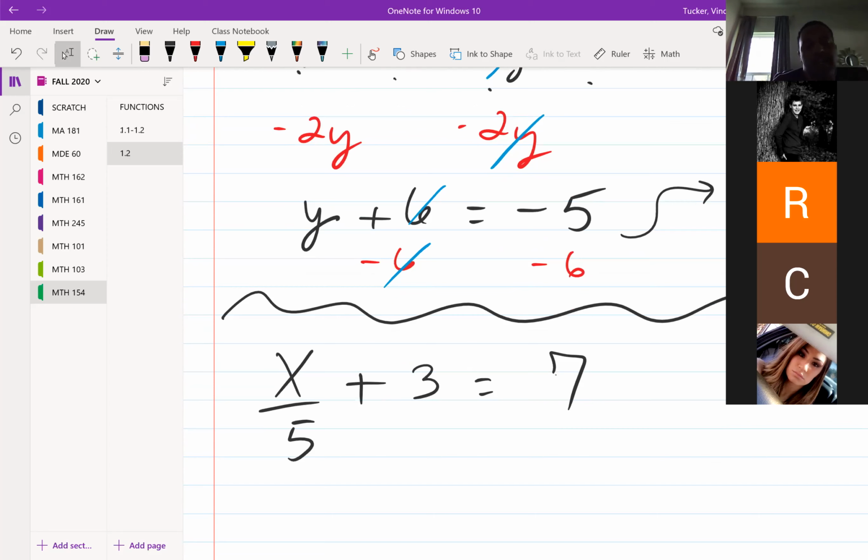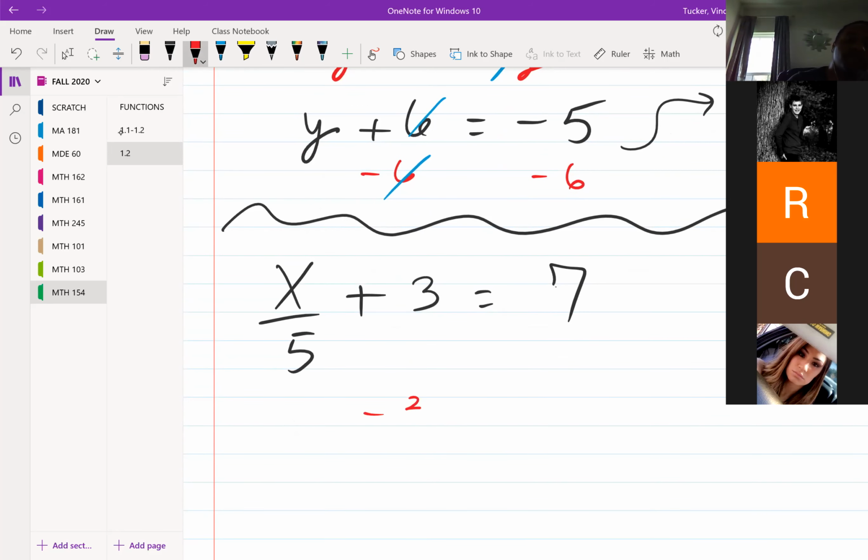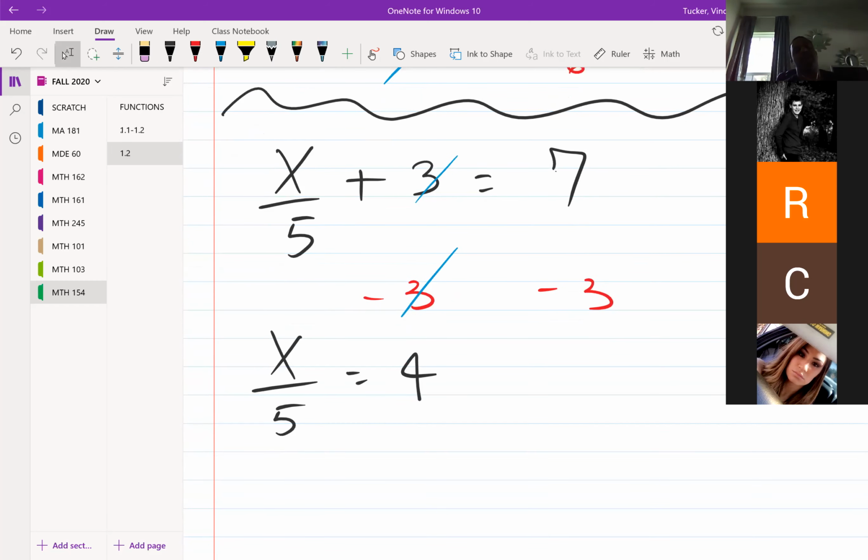All right, here, x over 5, or x divided by 5, plus 3 equal to 7. So subtract 3 from both sides. X over 5 is equal to 4. So now we have x divided by 5. And like I said, we're talking about the opposite operation, not order of operations. The opposite operation of division is multiplication. So we'll multiply both sides by 5. X is equal to 20.